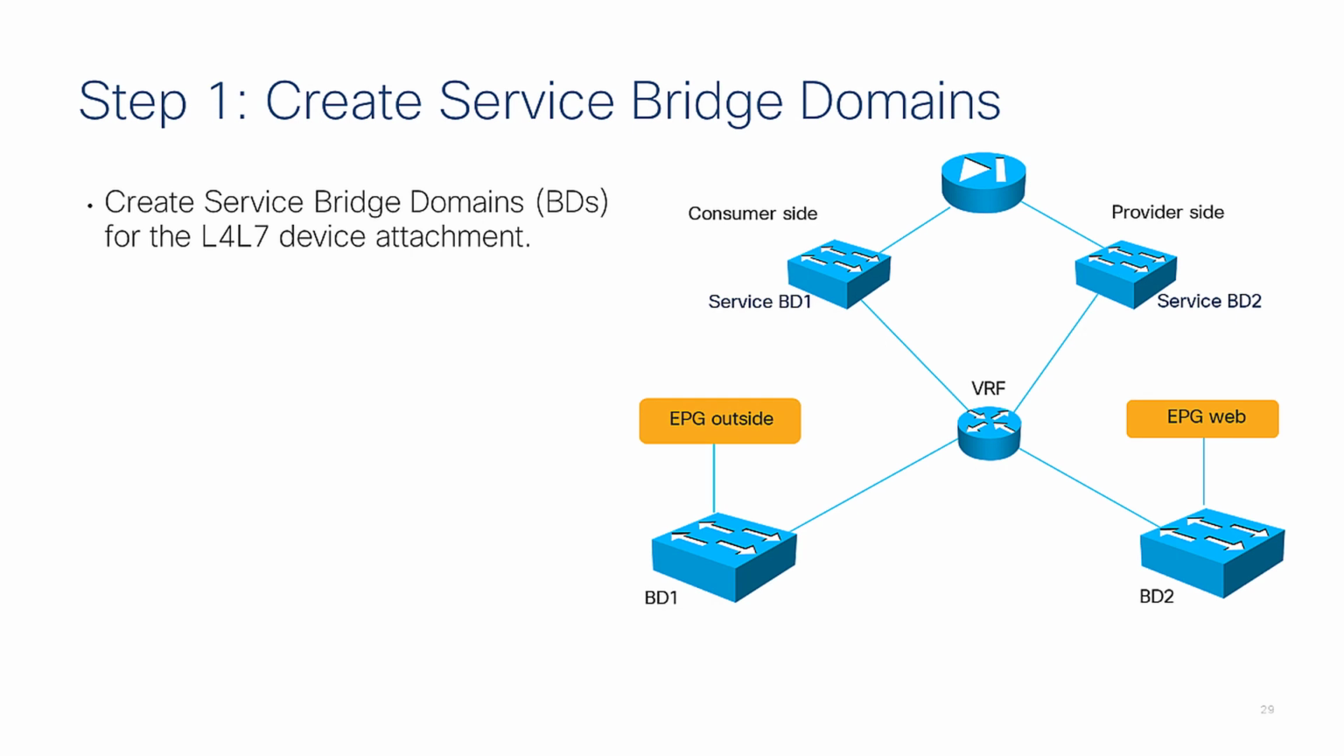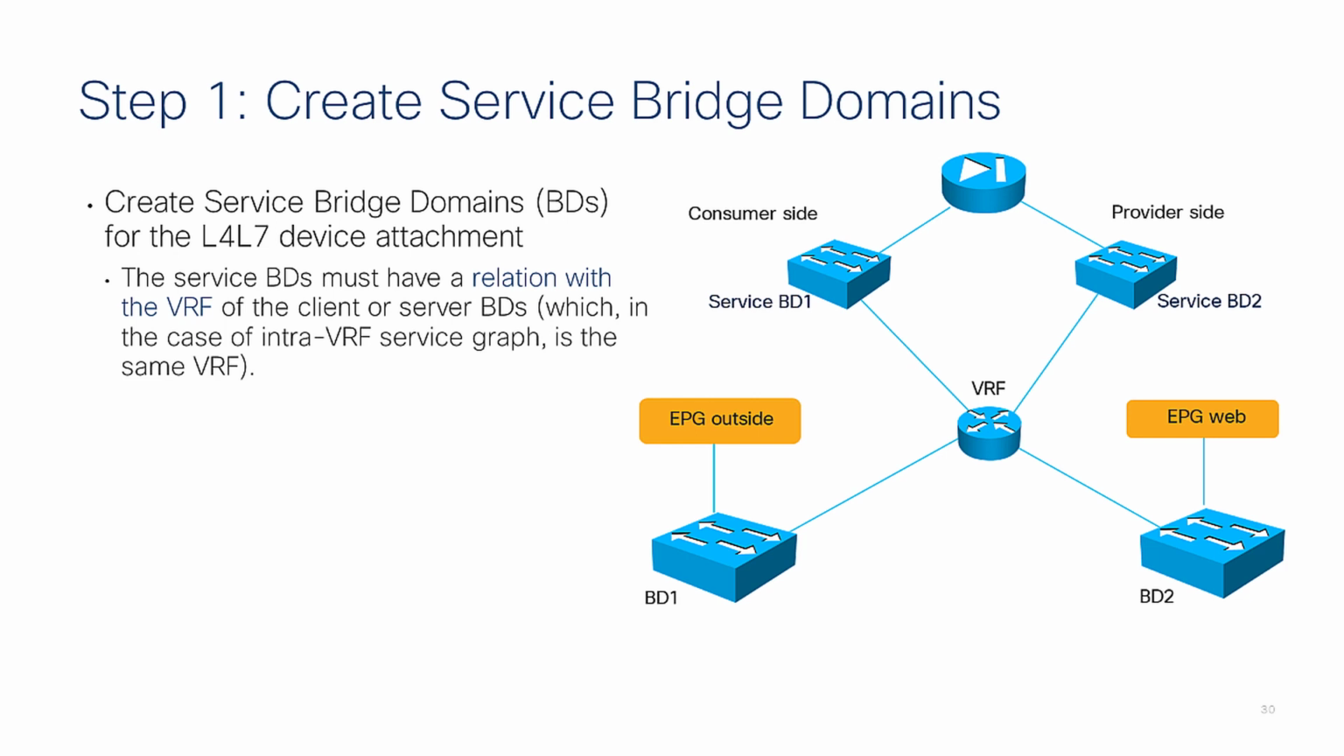So let's now go into the key part of this presentation. First step, create service bridge domains where you associate the consumer side and provider side interfaces of the layer 4 device. These bridge domains must have a relation with a VRF, and this VRF must be the VRF that the clients and the servers are using. If the contract is between different VRFs, the service bridge domains must associate with either VRF.